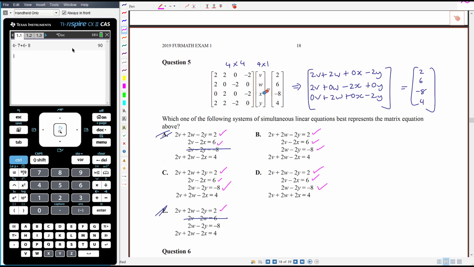So bottom row times only column will give us 2 times v plus 2 times w minus 2 times x plus 0 times y, so shouldn't be any y, equals 4. So 2v plus 2w minus 2x, that one's correct. 2v plus 2w minus 2x, okay, that one's not correct. 2v plus 2w minus 2x equals 4, that one's also correct. What have I missed? What's different about those equations?